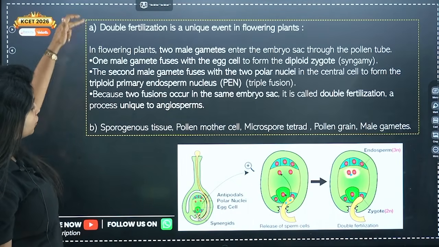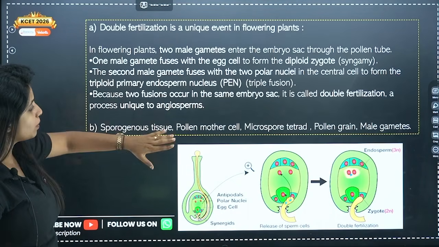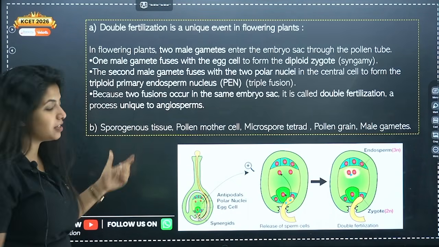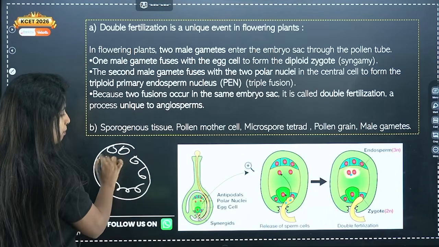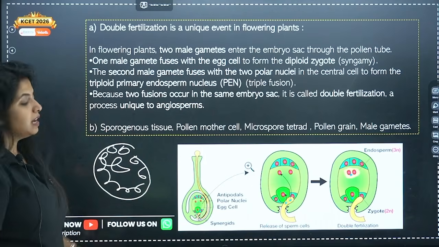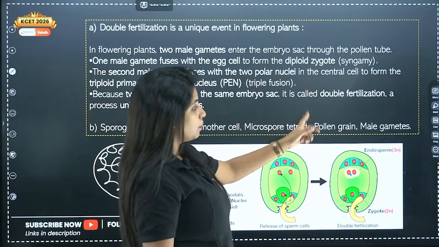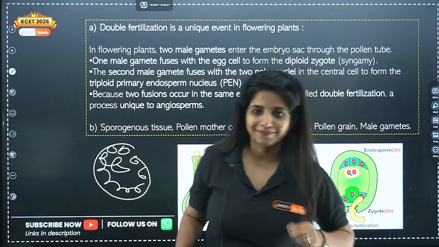So over here, your arrangement goes like this. First you have sporogenous tissue. That's a group of PMC cells or MMC cells that forms a tissue, right? Now pollen mother cell, then microspore tetrad, then pollen grain. The pollen grain has male gametes.